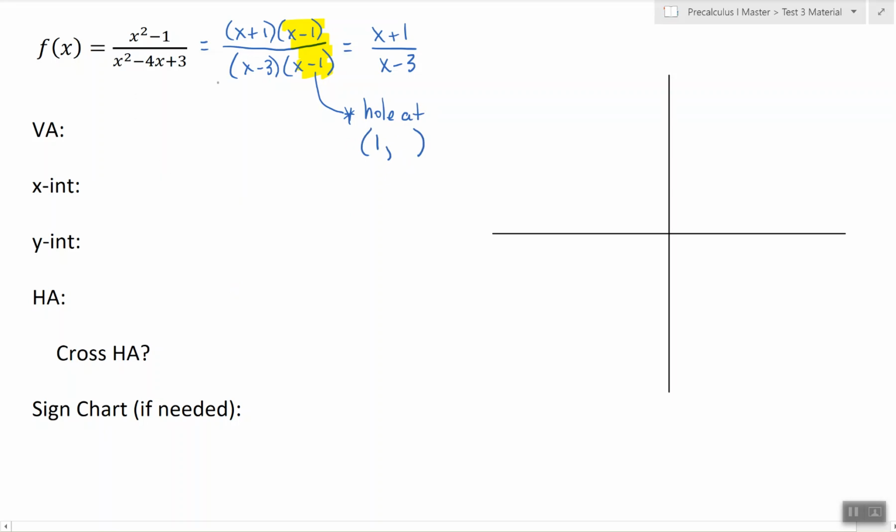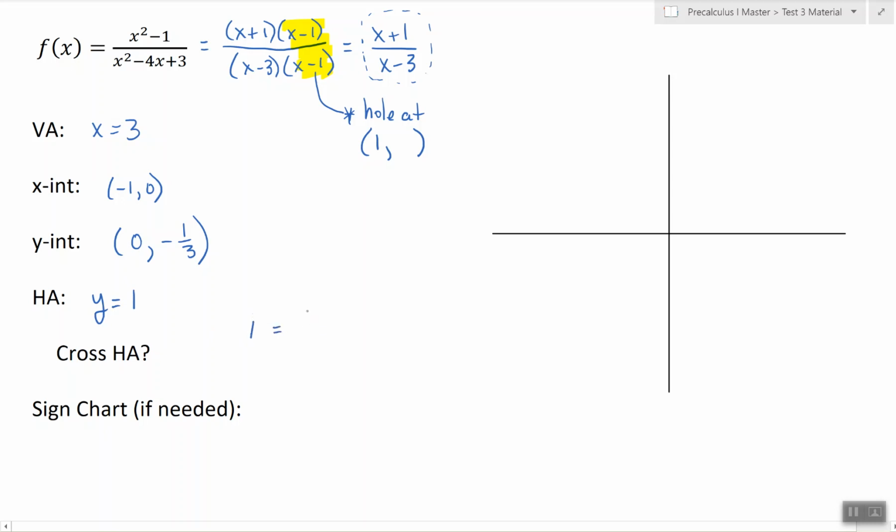Vertical asymptote, you just want to focus on this here for the rest of the information. Vertical asymptote is x equals 3. X-intercept is -1, 0. The y-intercept is 0, -3. Sorry. The y-intercept is 0, -1/3. The horizontal asymptote is y equals 1, and we need to see if it crosses the horizontal asymptote. It does not.